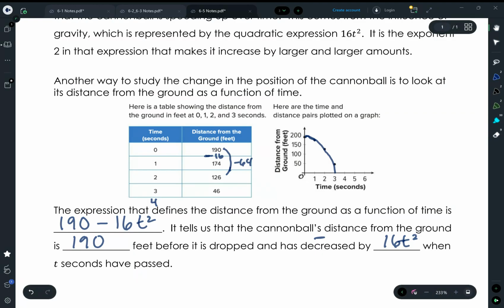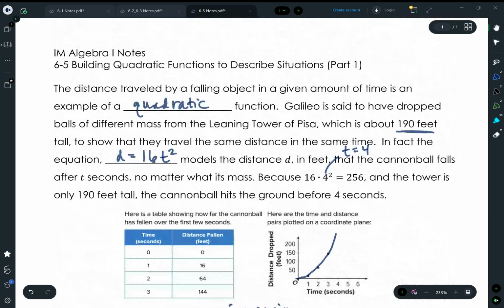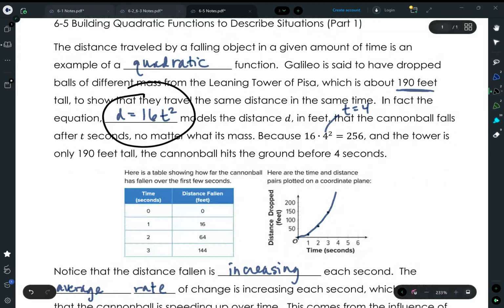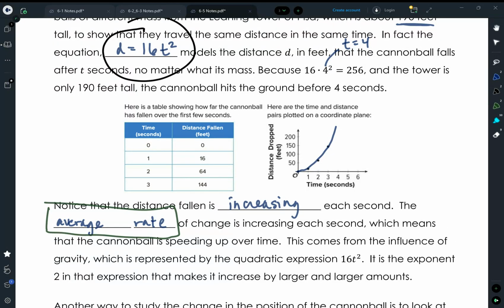All right, so these notes are pretty short and sweet today. The big idea is that there are different situations that actually use quadratics. And this idea of dropping something, the motion of a falling object, can be described by quadratics. We've got the table and graph connection, and I think looking at that average rate of change is important too. So average rate of change is not going away this chapter. We're going to continue to solve and find those.